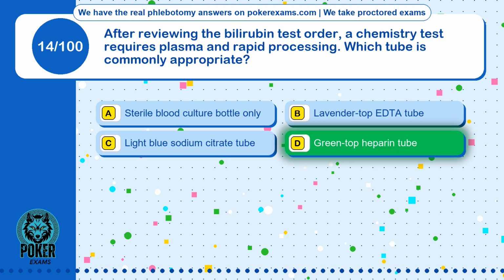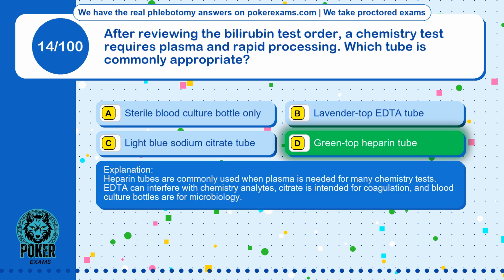The correct answer is option D, green top heparin tube. Heparin tubes are commonly used when plasma is needed for many chemistry tests. EDTA can interfere with chemistry analytes, citrate is intended for coagulation, and blood culture bottles are for microbiology.